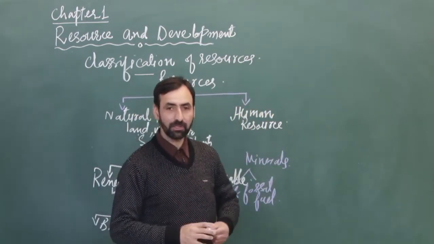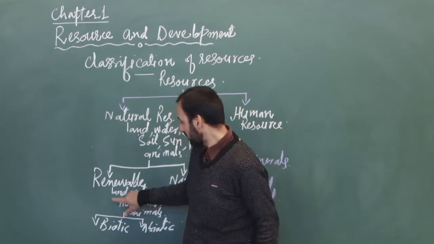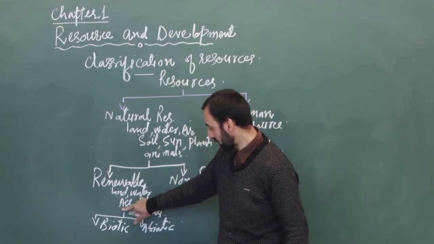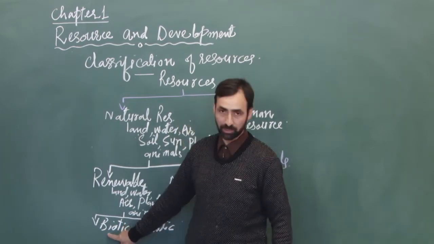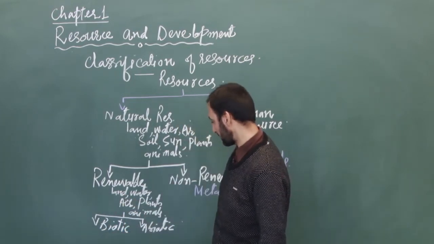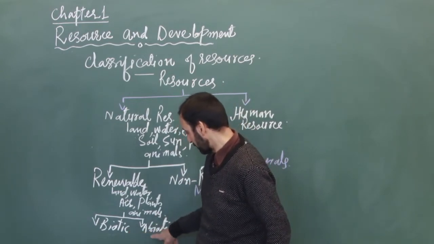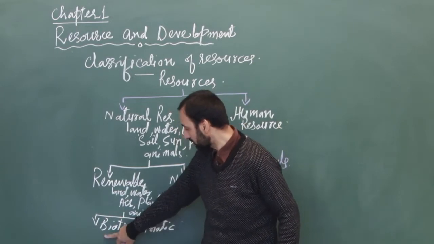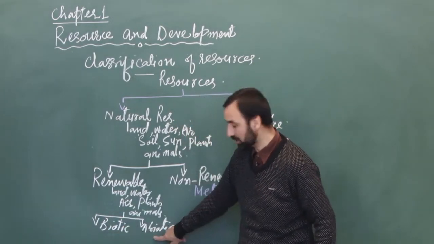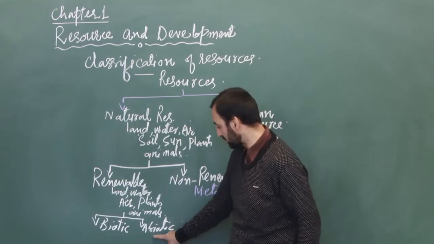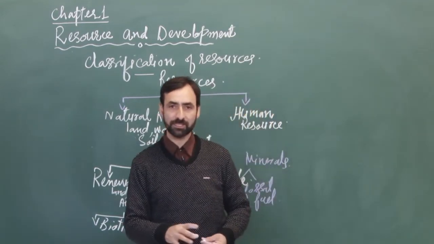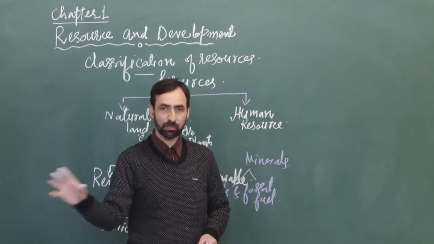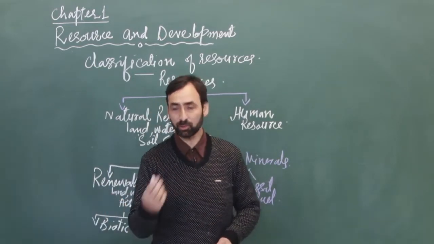Actually, these are the lithosphere, the hydrosphere, the atmosphere, and the biosphere. These are four spheres interrelated with each other. Renewable resources have two subtypes: biotic or biological resources, and abiotic. These are also known as continuous or flow resources, because these are not static. Water is every time flowing from one place to another, or it can be renewed through the water cycle.